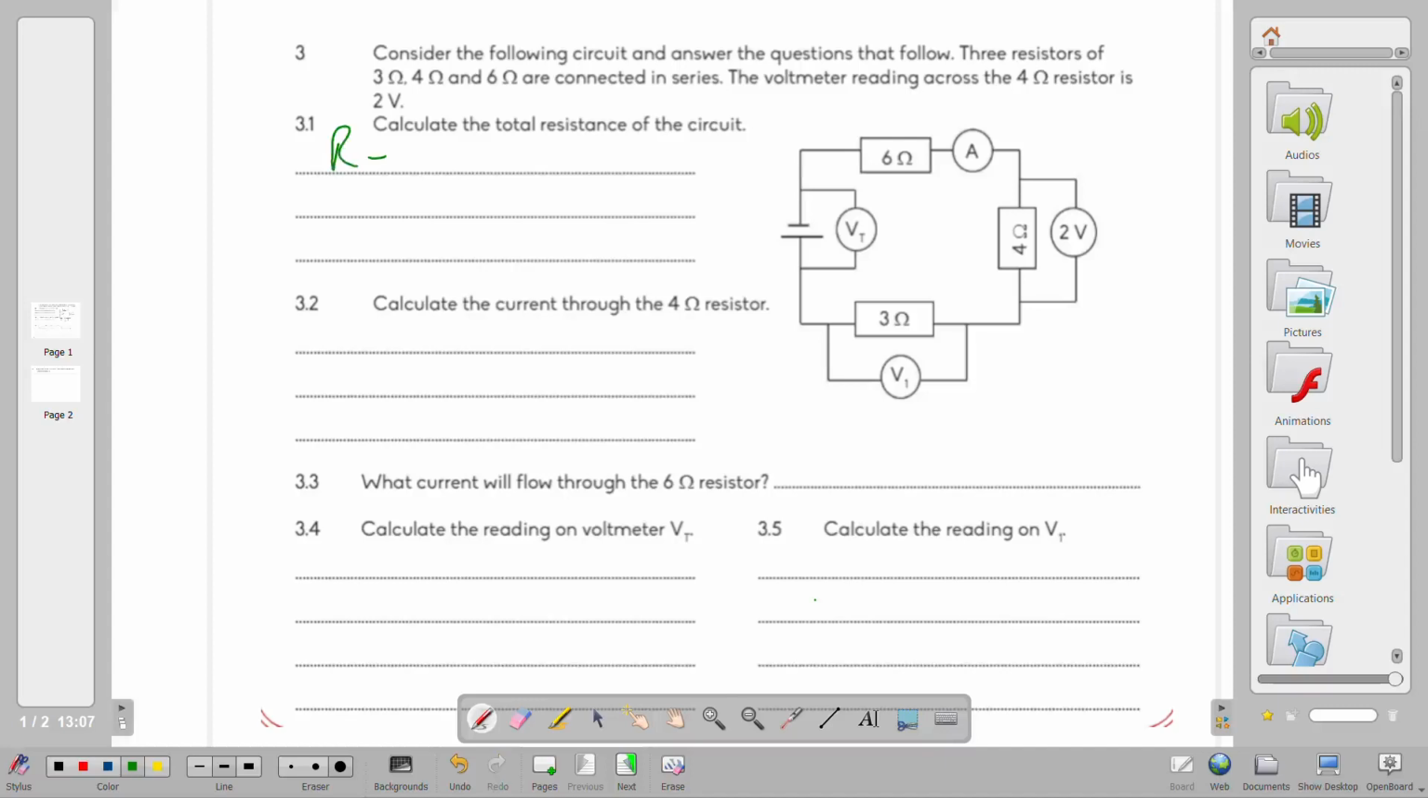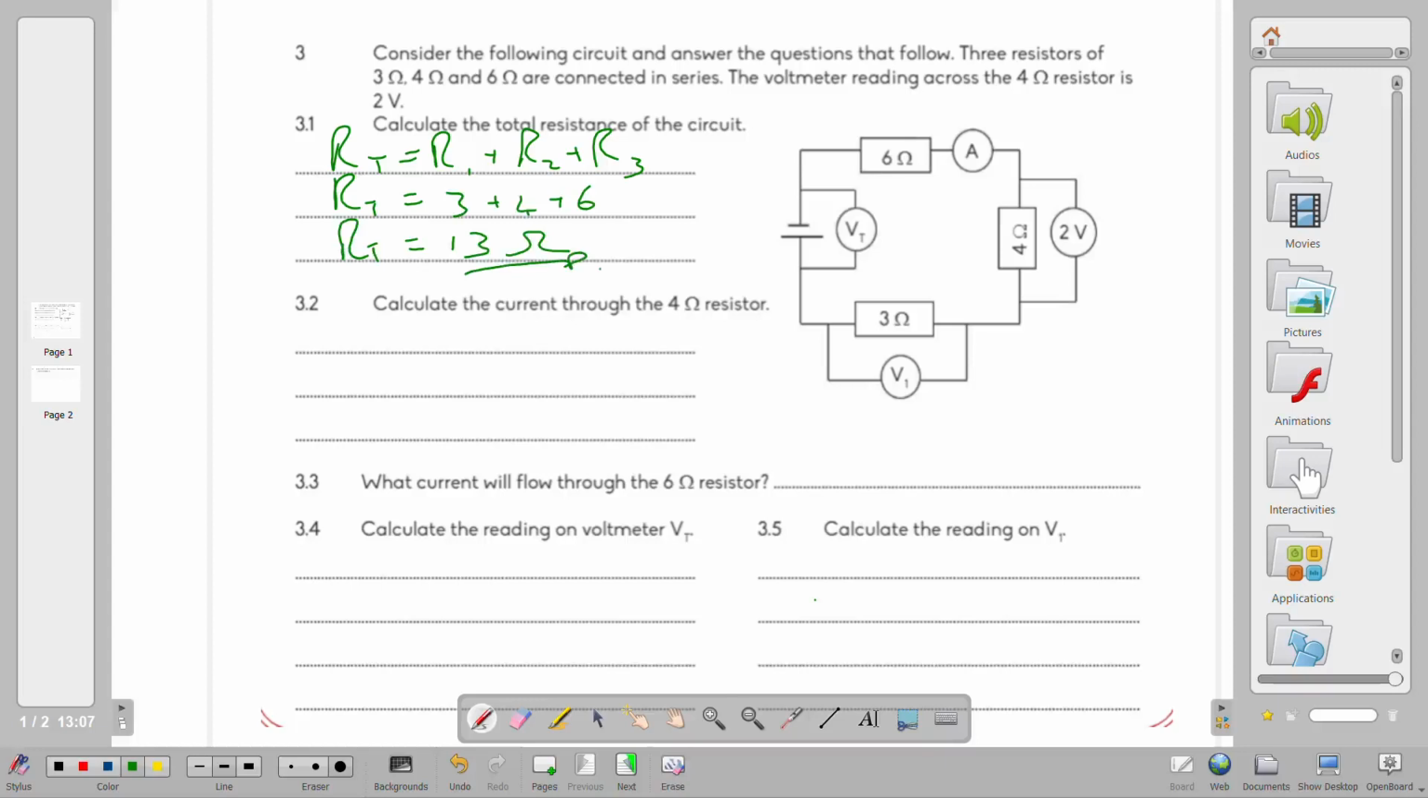So I'll just say RT is R1 plus R2 plus R3. Substitute that in, and I get 3 plus 4 plus 6, which gives me a nice 13 ohm. Remember your unit, 13 ohm.